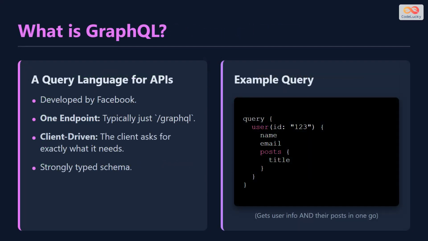Now let's look at the challenger, GraphQL. Developed by Facebook, GraphQL is a query language for APIs. Unlike REST, which has many endpoints, GraphQL typically has just one. It is client-driven, meaning the front-end application asks for exactly the data it needs and nothing more. It also uses a strongly typed schema, which acts like a contract between the client and server.